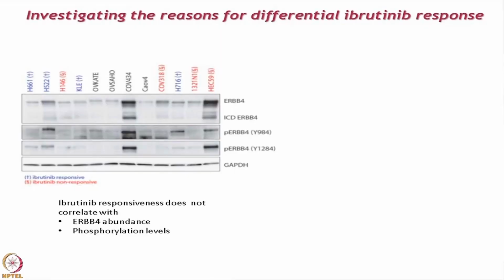The responsive tumors are in blue, right? And then the resistant tumors are in red. And so looking at this at ERBB4 levels, you really couldn't see anything different from ERBB4. Even phospho-ERBB4, not really an obvious difference. Here's a resistant cell line with very strong phospho-ERBB4. Here's a sensitive cell line with really strong phospho-ERBB4. Not an obvious correlation there. And we looked at 2 different phosphorylation sites on ERBB4. So it didn't correlate with abundance or phosphorylation.